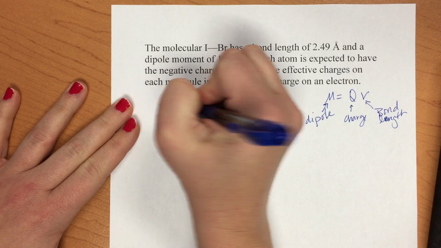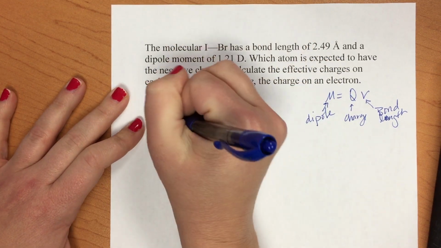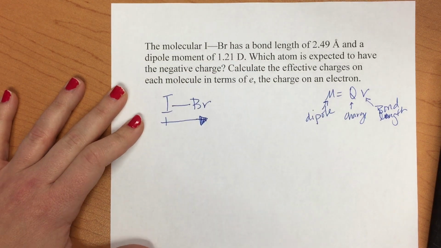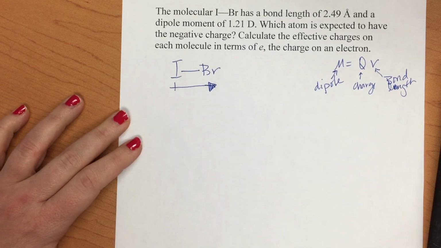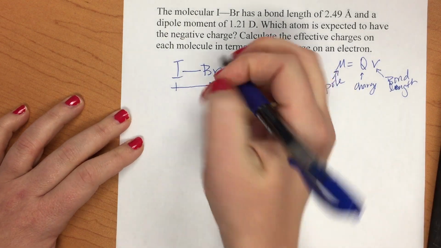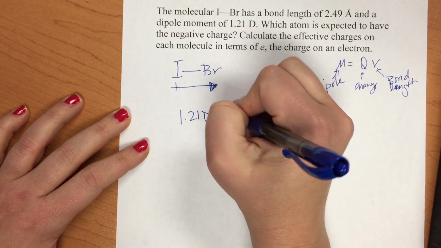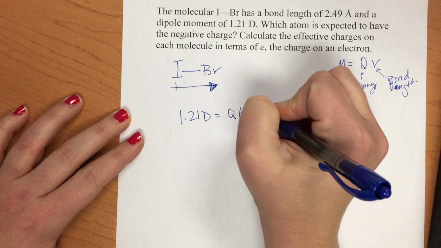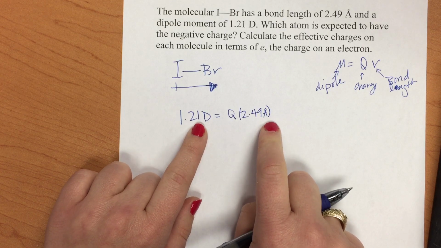So we have the I-Br bond, and Br has a higher electronegativity, so we know that the dipole moment will go in this direction. And so now we want to calculate what the partial charges are on each atom. So in this case, we know that the dipole moment is 1.21 debye, and that's equal to Q times 2.49 angstroms.